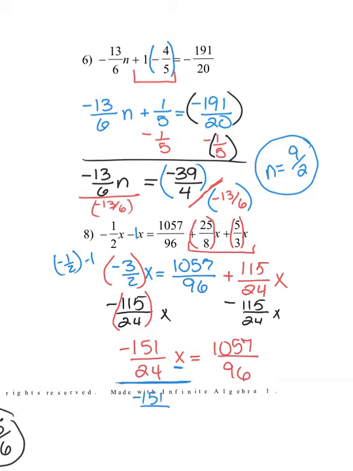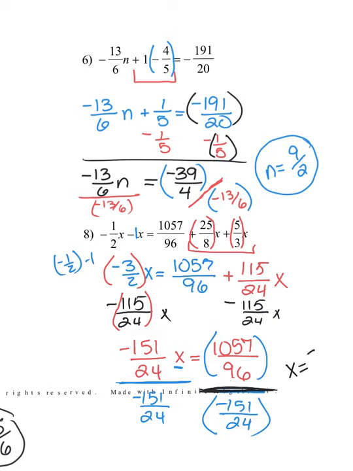And again, because I want to get the x by itself, I'm going to divide both sides by negative 151 over 24, divided by negative 151 over 24. Again, since we're using our calculators, we want to lock both of them in parentheses. So you're going to do parentheses 1057 over 96, close them, then hit divided by, new parentheses, negative 151 over 24, close those parentheses. When you get your decimal, hit math, enter, enter, and you will get x equals negative 7 over 4.